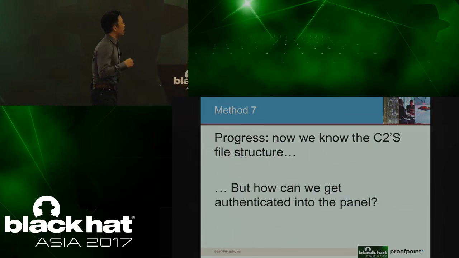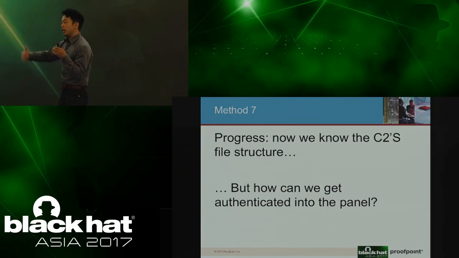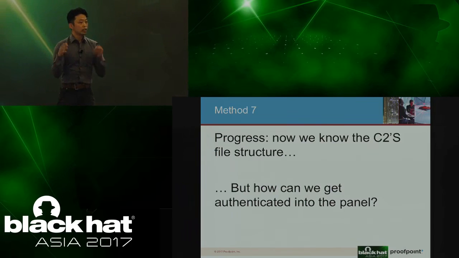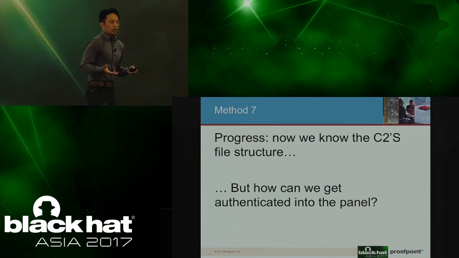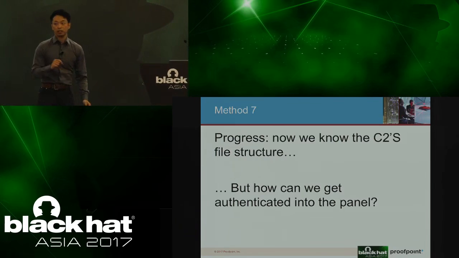Okay, progress. Now we know the C2's file structure and perhaps have already found some command and control. And as you saw in some previous screenshots, we found some command and control, it's there, but it needs authentication, right? So how do we get ourselves authenticated into that command and control panel?